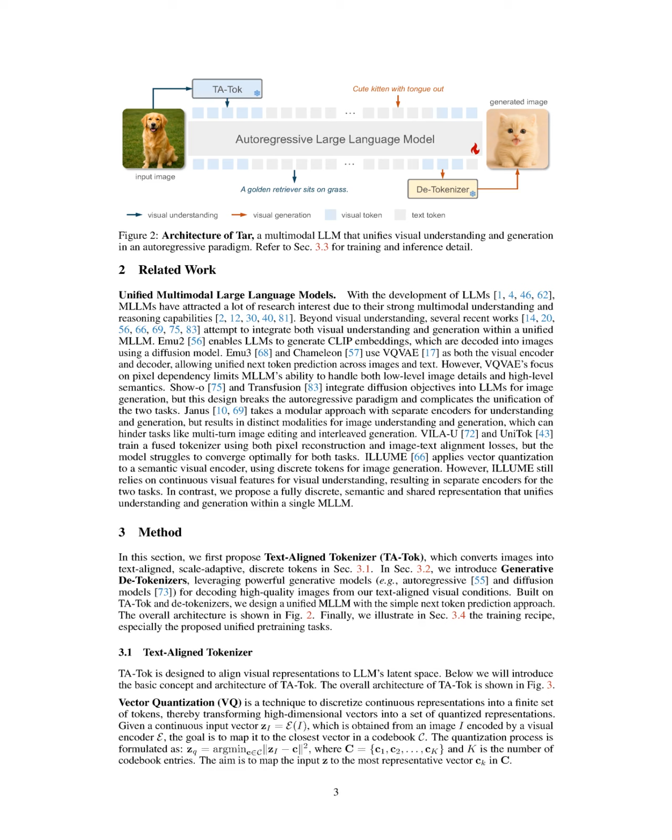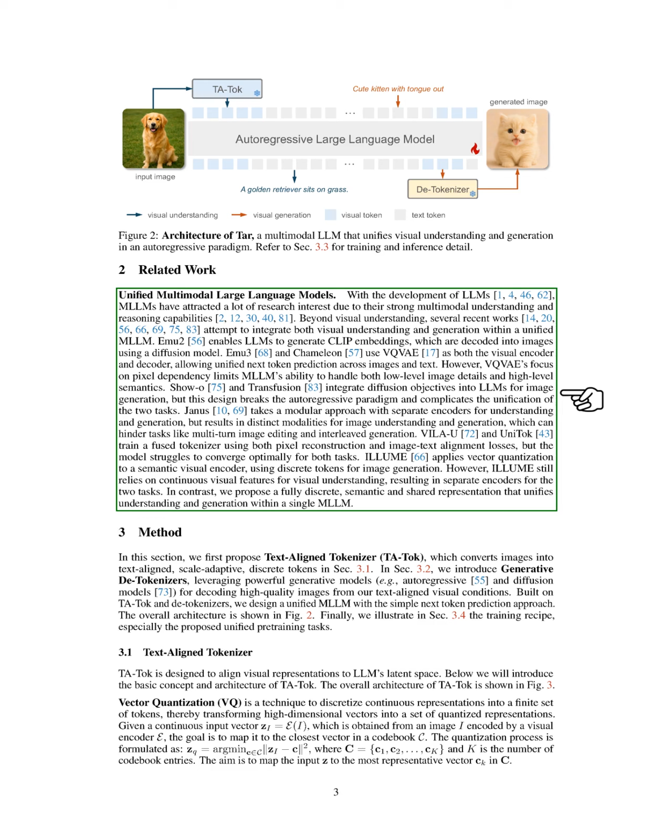Section Summary. In this section, we introduce a text-aligned tokenizer that unifies visual understanding and generation within a shared semantic, discrete space, eliminating the need for modality-specific designs. We also present scale-adaptive pooling and decoding for flexible control over visual detail, alongside generative detokenizers that leverage autoregressive and diffusion models to enhance image generation from discrete semantic tokens.